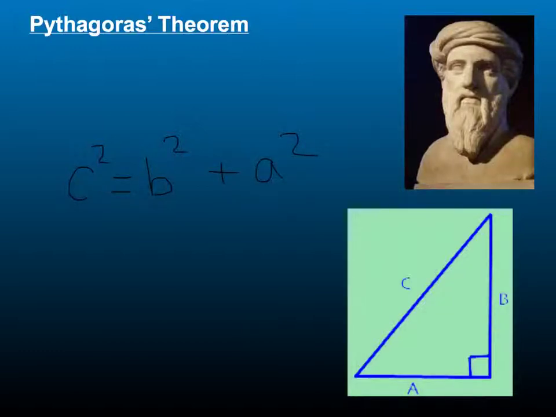So to work out the length of c, you need to do the square of this side plus the square of this side, and then do the square root of that number. Or the length of the hypotenuse is equal to the square root of b squared plus a squared.